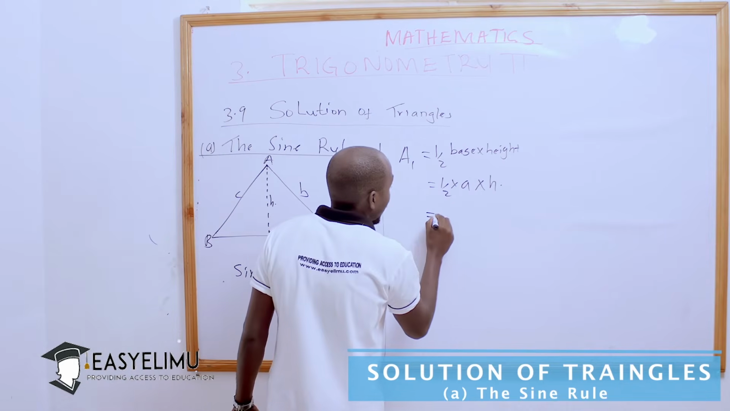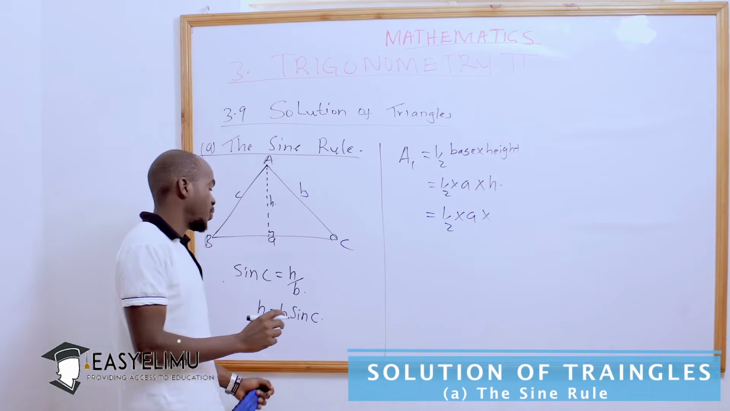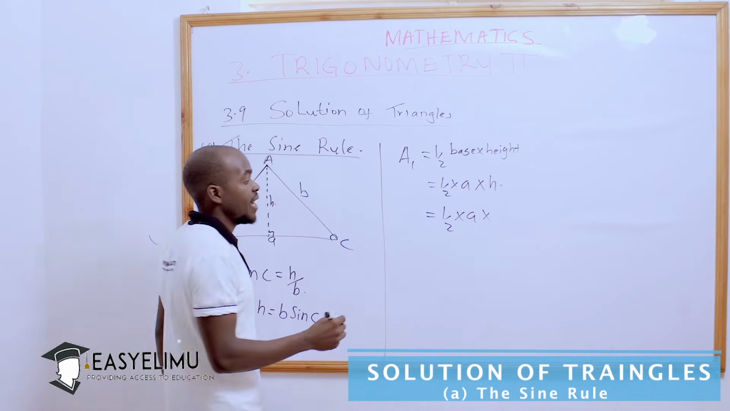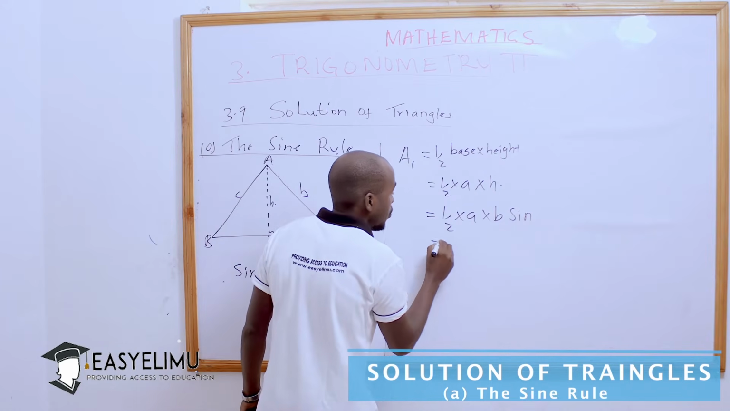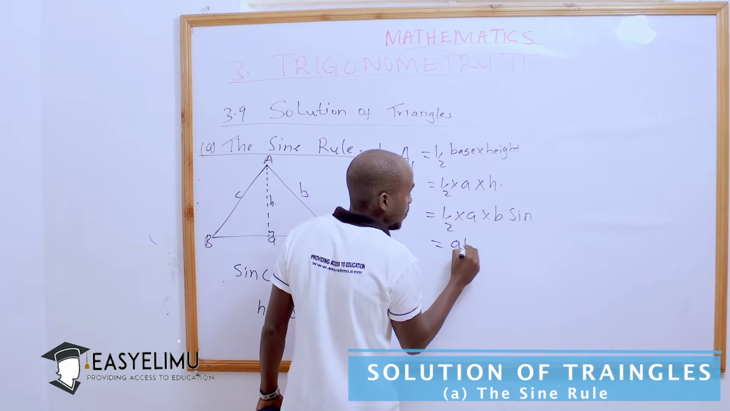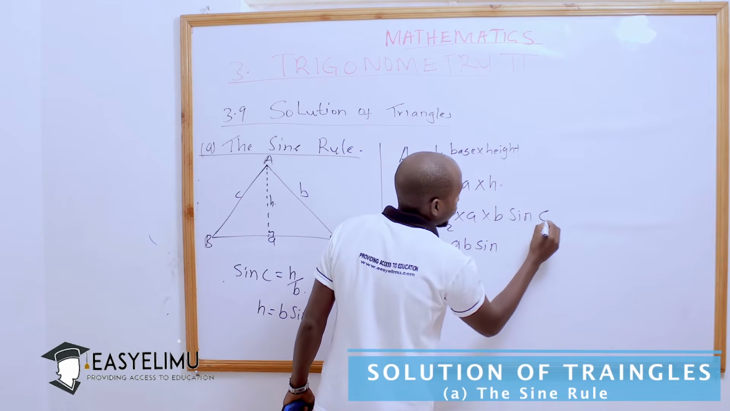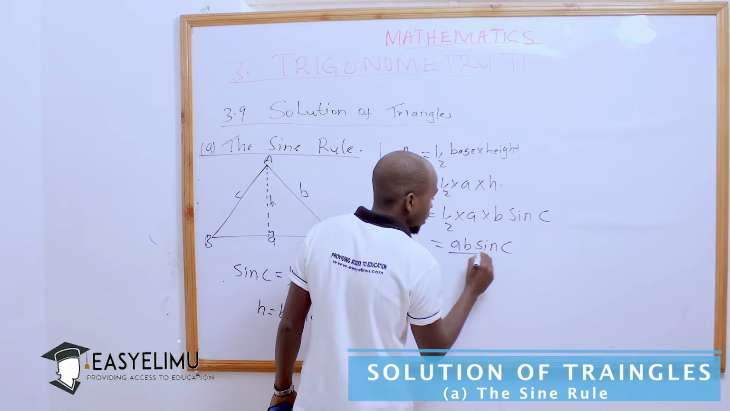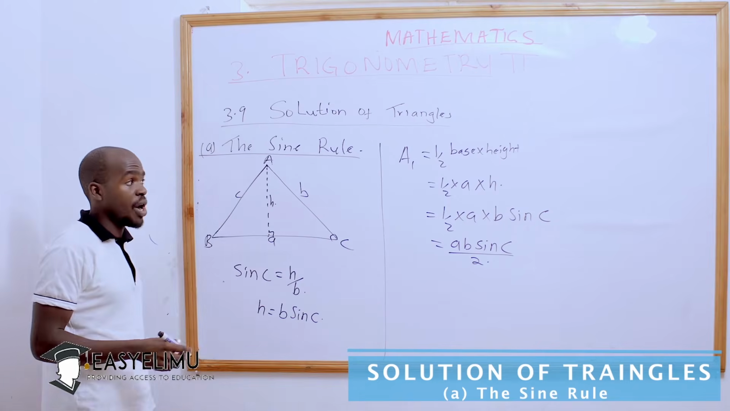Now we can write our equation: a half multiplied by A, but in place of H, we replace it with B sine C. If we do that, the area is given as AB sine C over 2. So that's what we found as area 1.